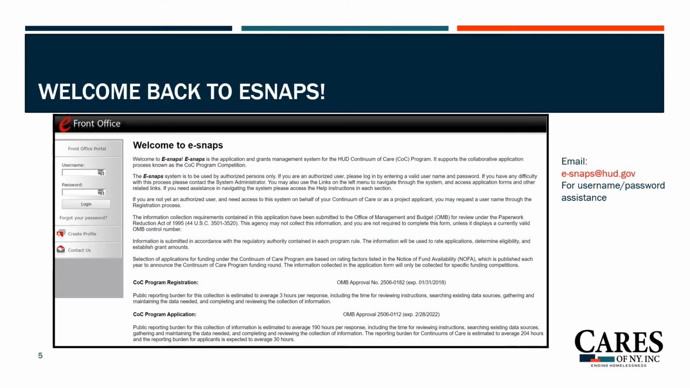This is the first screen you will see when you access the ESNAPS website. The left-hand side is where you will put your username and password in order to log in. If you've forgotten your password, click the Forgot Your Password link. If you keep trying a password that you're not sure of, you may end up getting locked out of ESNAPS. If that does happen, wait about 15 minutes and try again. Just a reminder that CARES does not have any of the username or password information, so if you do get locked out or forget your username, please email esnaps@hud.gov to reset your information.